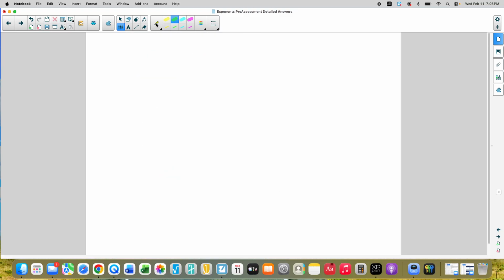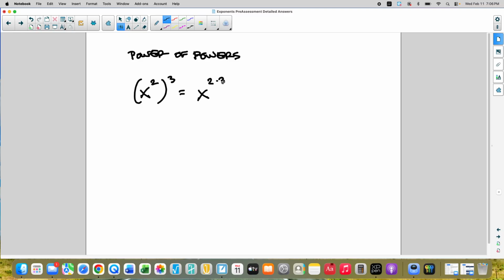And then power of powers. Power of powers looks like x to the 2nd to the third. Power of powers are going to have parentheses. So this is just going to be distributed in. That's a product because we have 3 of these. If you have 3 of them, that's 2 times 3, which is 6.